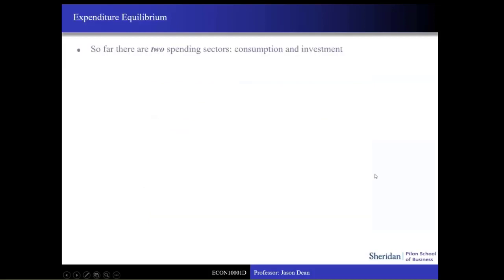Now, if we were just to consider consumption and investment as part of our model, we're going to add government and the foreign sector later. But for now, just to see how things work, let's assume that this economy doesn't have a government or trade. So it's a closed economy and there's no government. So there's just two spending sectors, consumption and investment. So the C plus I.